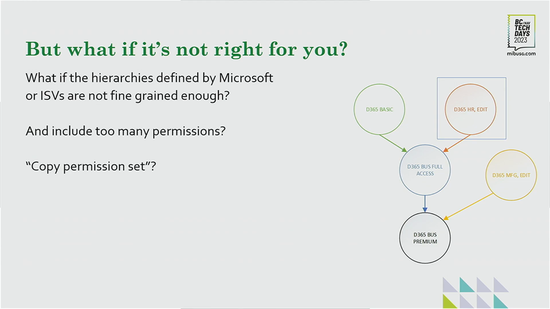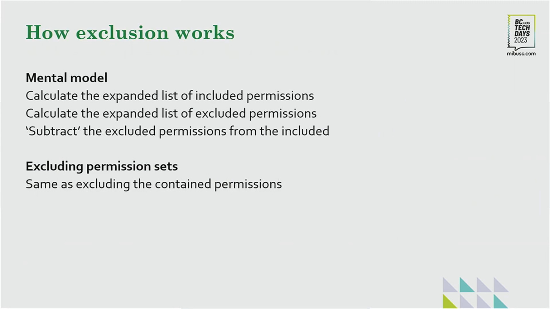Should you then copy the permission set? No, you'll then end up having to synchronize forever the copied permissions. So instead, what you'll do is use exclude permissions. So the mental model for how exclusion works is that you calculate the list of included permissions, then you calculate the list of excluded permissions, and you subtract those. And then you get the final permission set.